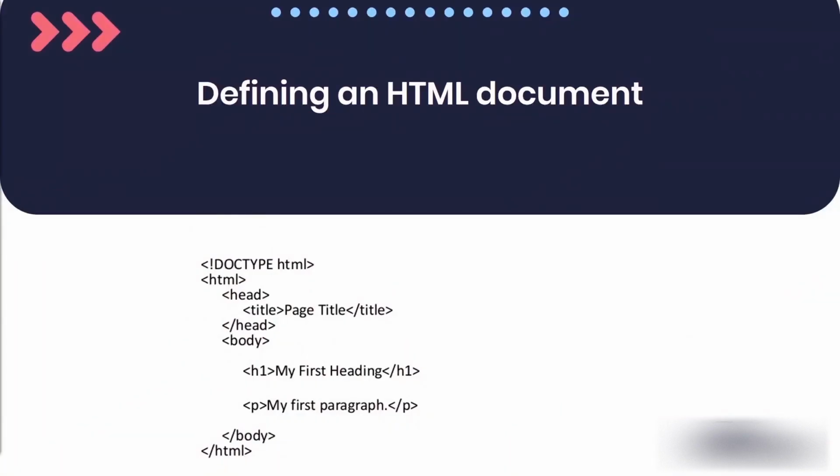We've been talking about HTML for a while now, so I think it's about time that we actually have a look at the code for defining and creating a very basic and simple HTML document. In our first line of code, what we have is this thing called doctype HTML, and this code essentially allows us to declare that this is an HTML document.